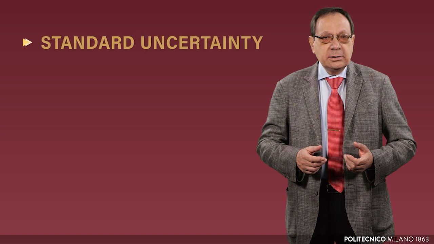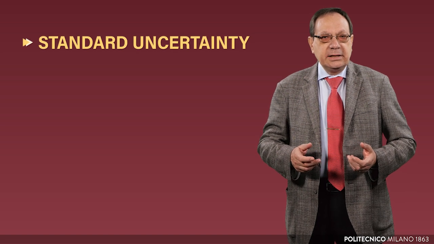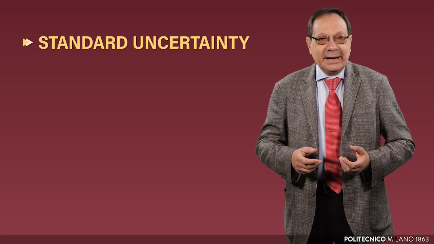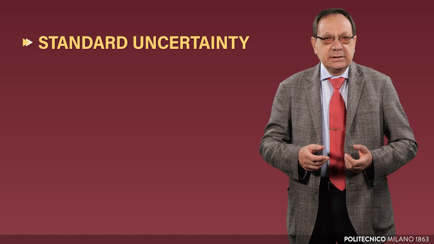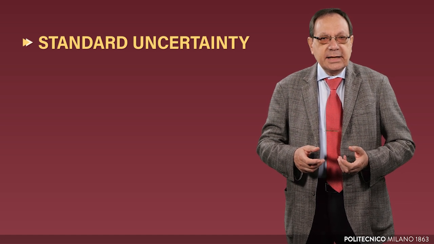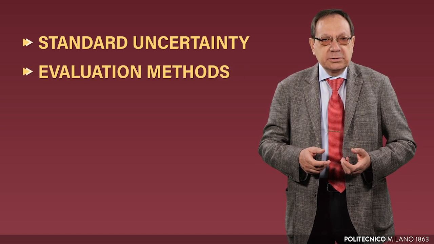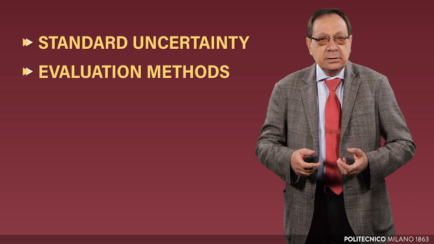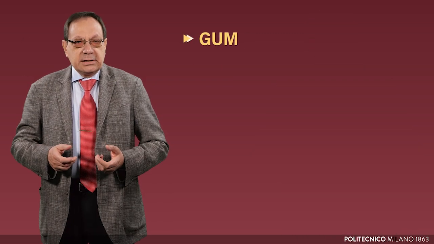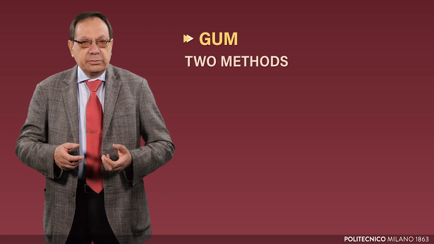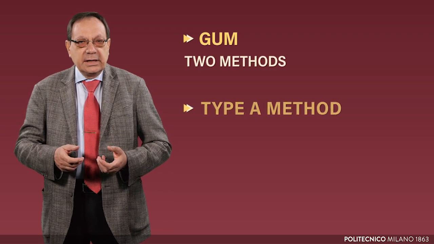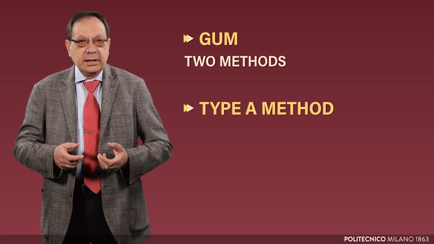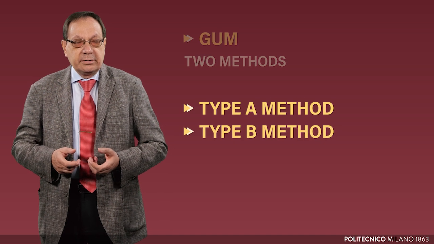In previous videos, we have covered the concept of standard uncertainty and discussed its meaning. In order to make practical use of these concepts, it is necessary to understand which methods should be used to assess standard uncertainty in practice. Once again, the GUM helps us by defining two evaluation methods that are referred to as Type A evaluation method and Type B evaluation method.